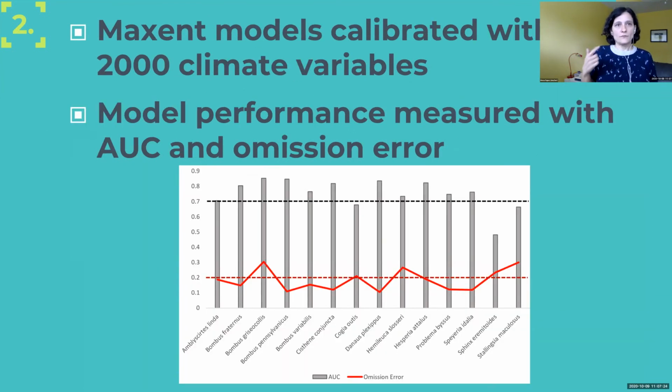So very briefly, we calibrated these Maxent models with climatic variables from 1960 to 2000. So we call these the baseline climate or historical climate. And then we tested the performance of the models with two metrics, AUC and omission error. And so what I quickly wanted to show you was that for these 14 species of pollinators of conservation concern we had variation in terms of model performance.